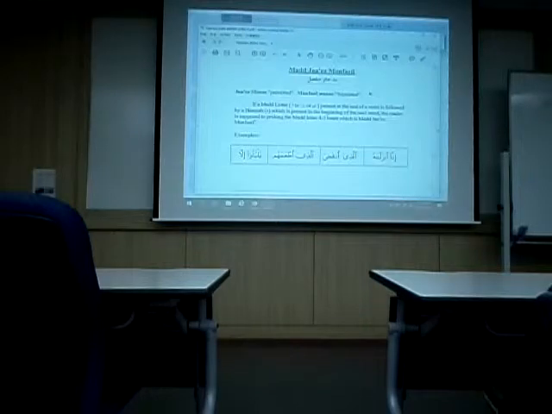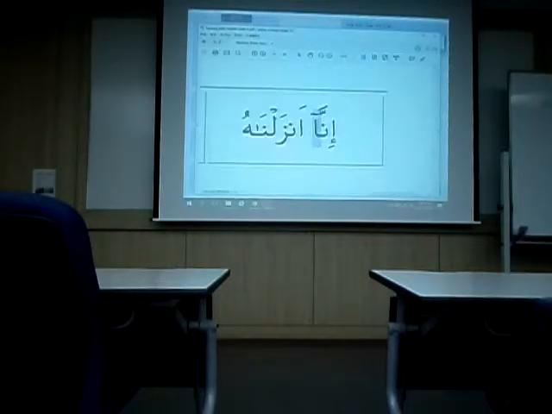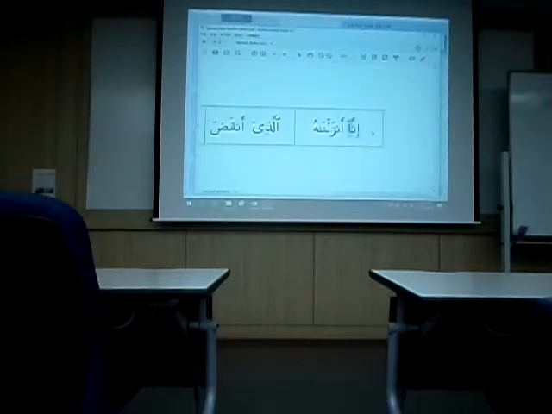Next one, mad jaiz munfasil. Jaiz means permitted. Munfasil means separated. Separated means that it is between two words. As you can see here, inna anzalnahu. Look here. This is half al-mad. Inna anzalnahu. This is half al-mad. And anzalnahu, actually, this is hamza, as you can see here. So this is in two words.